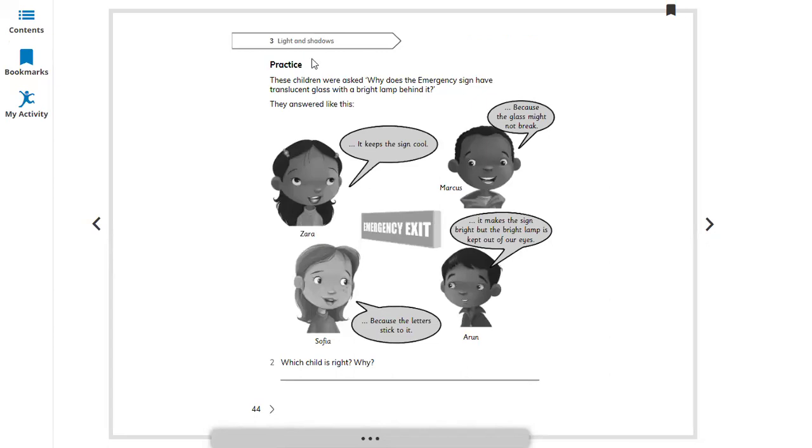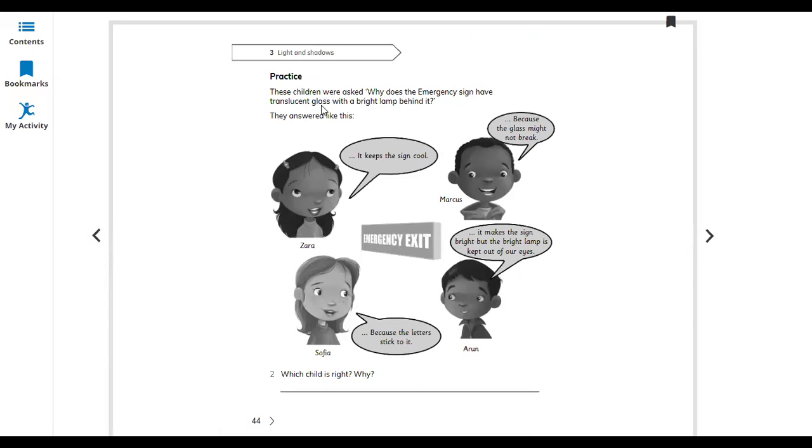Practice. These children were asked, why does the emergency sign have translucent glass with a bright lamp behind it? Obviously, if you see an ambulance or different emergency places, you can see the sign is translucent. What is the reason?